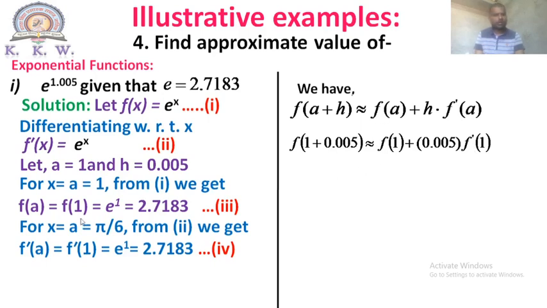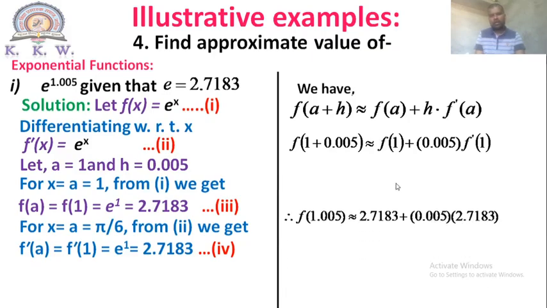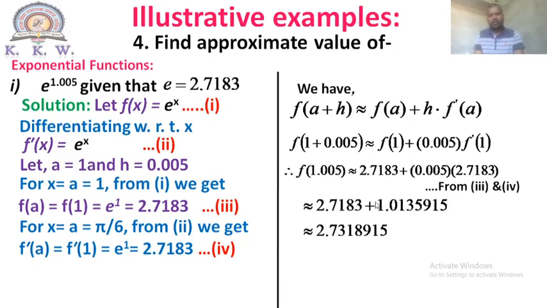The value of f of 1 is 2.7183. The value of f dash of 1 is also 2.7183. By putting in these values and calculating, we get f of 1.005 approximately equal to 2.7318915. Therefore, the approximate value of the exponential function e raised to 1.005 is 2.7318915.